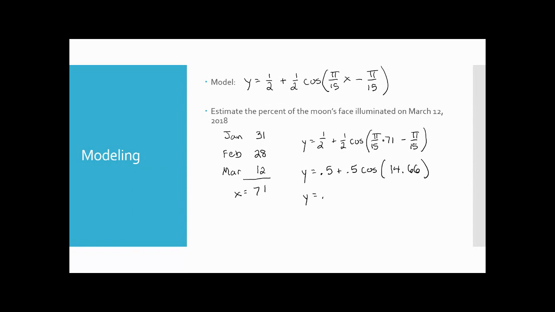So I have y equals 0.5 plus 0.5 times, and the cosine comes out to basically negative 0.5 if I round it to 2 decimal places. So 0.5 times negative 0.5 is negative 0.25. Then 0.5 minus 0.25 is 0.25. So our estimate is 25%.